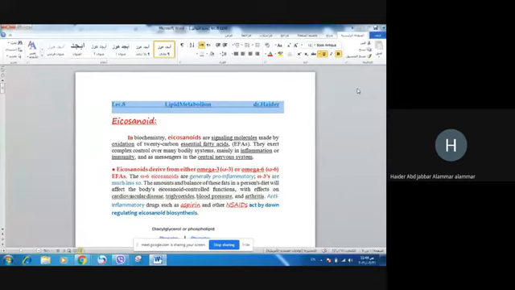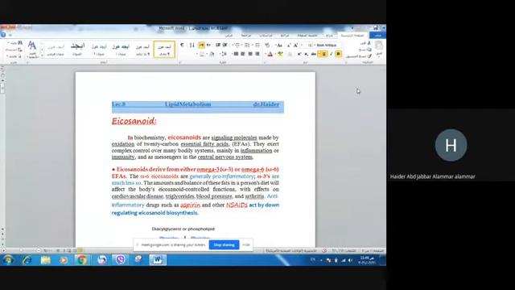Eicosanoids are signaling molecules made by oxidation of a 20-carbon essential fatty acid. When I say essential fatty acid, that's a fatty acid that is not supplied by our body but is supplied by our diet, or in some specific circumstances can be brought about from the cell membrane lipid, which is arachidonic acid.